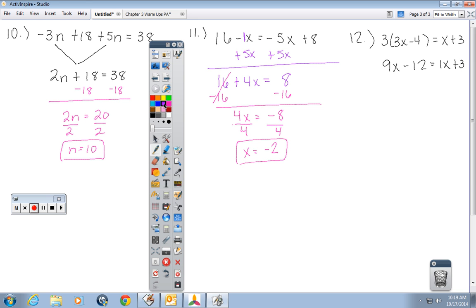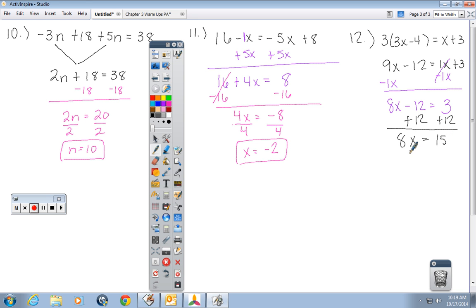When I do that, 9x minus 1x is 8x minus 12 equals, and I'm left with 3. Now what would I do? Add 12 to each side. Right? So I'm going to add 12 and then add 12. And I get 8 times what equals 15. Divide both sides by 8, and you get an improper fraction.